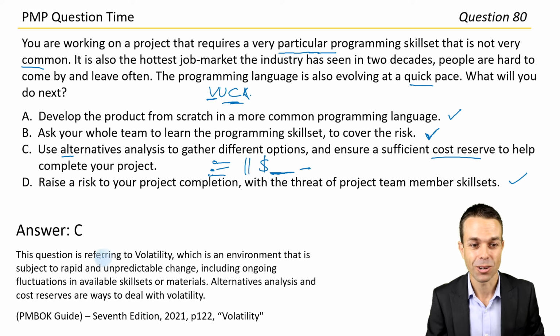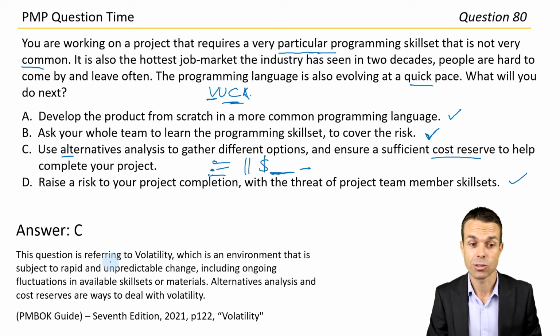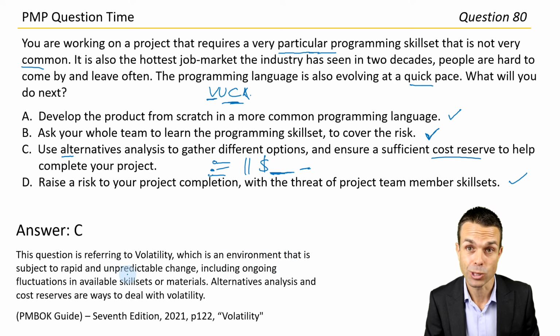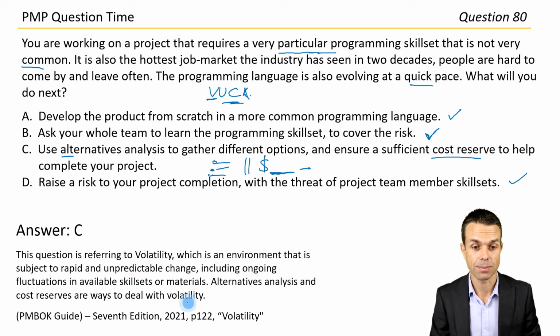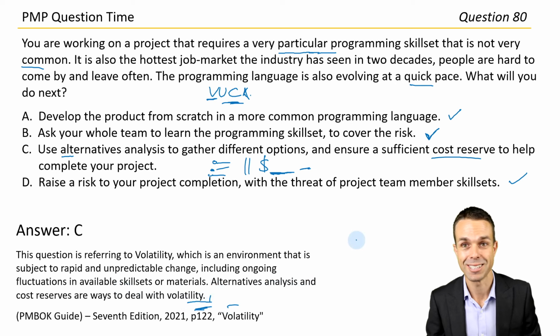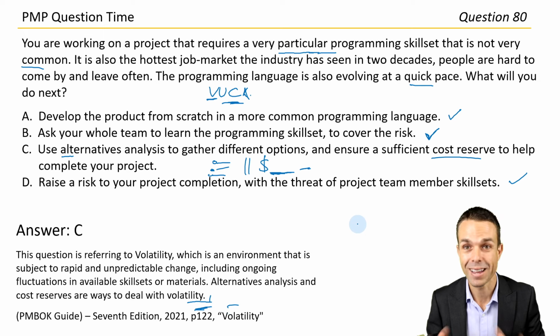Very good. The question is referring to volatility, which is an environment that is subject to rapid and unpredictable change, including ongoing fluctuations in available skill sets or materials. Alternative analysis and cost reserves are ways to deal with volatility. Page 122 under volatility in the PMBOK guide 7th edition. And we made it. You made it.